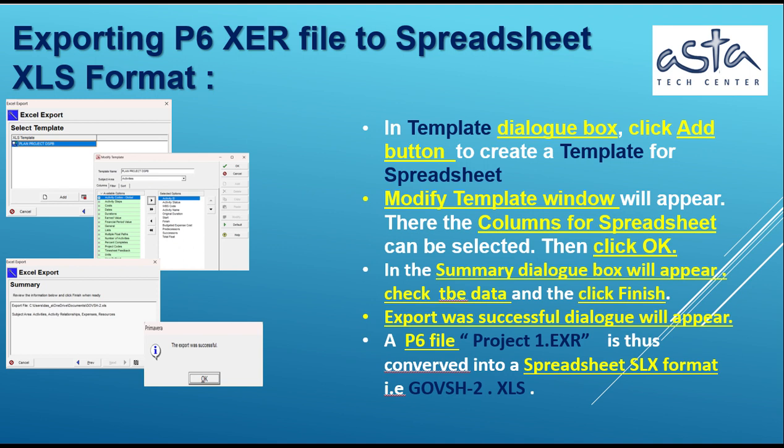In Template dialog box, click Add button to create a template for Spreadsheet. Modify Template window will appear. There, the columns for Spreadsheet can be selected. Then click OK. In the Summary dialog box that appears, check the data, and click Finish. Export was successful dialog will appear. A P6 file Project 1.xer is thus converted into a Spreadsheet format, that is Project 1.xls.